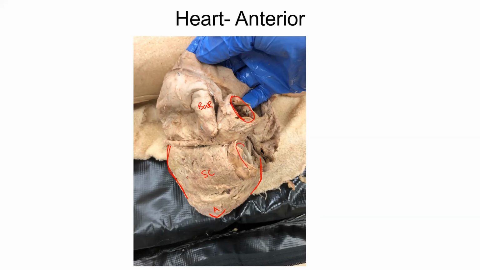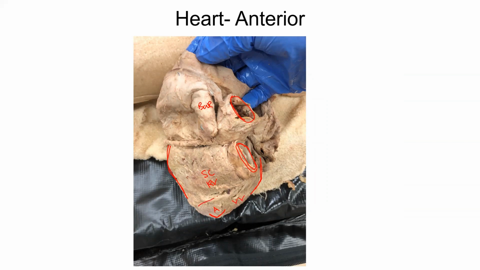And then we can see the pulmonary trunk, the main pulmonary trunk, which will then divide into right and left pulmonary arteries, which are giving that deoxygenated blood to the heart. And so we talked about the sternocostal surface being formed by the right ventricle, the apex of the heart and the left border being formed by the left ventricle.